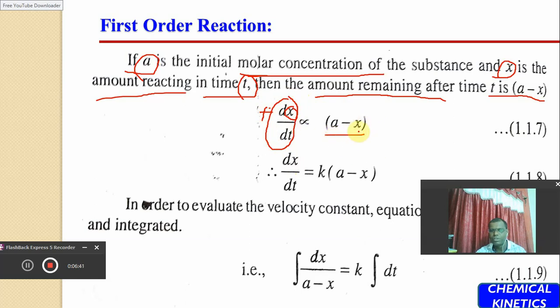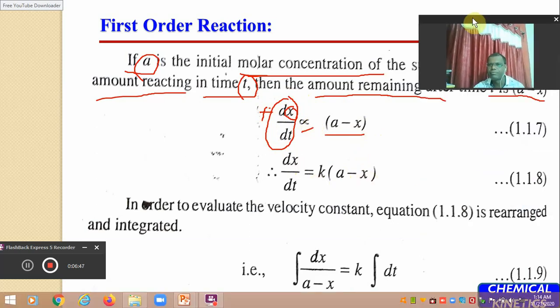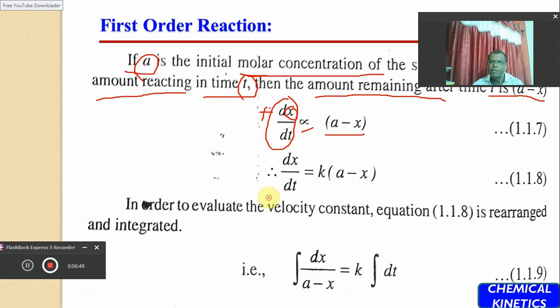And what is that concentration? a minus x. We will remove this proportionality sign, therefore we will get the equation dx by dt is equal to k into (a minus x). Here, in order to determine the value of the velocity constant k, this equation can be rearranged, in which we will separate the terms of x on one side and the terms of t, time, on the other side, and we will integrate this equation.